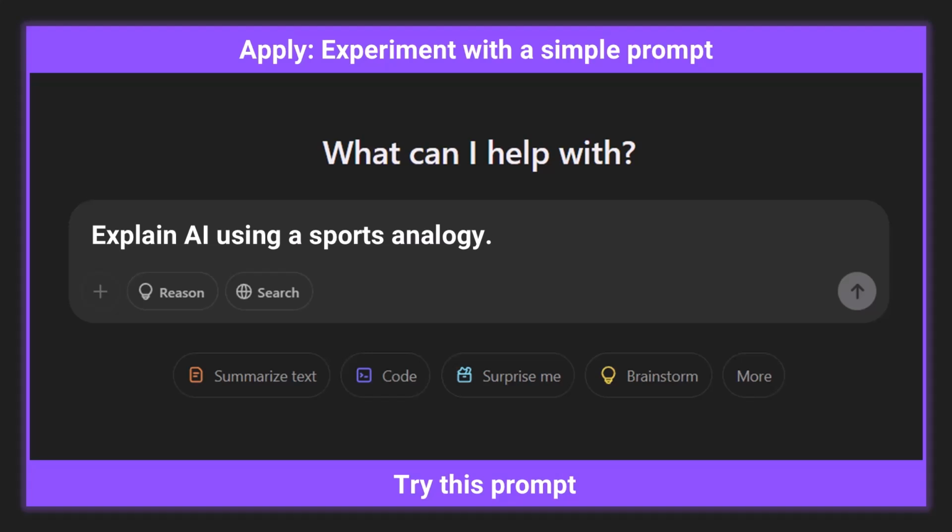Now let's try, "Explain AI using a sports analogy."